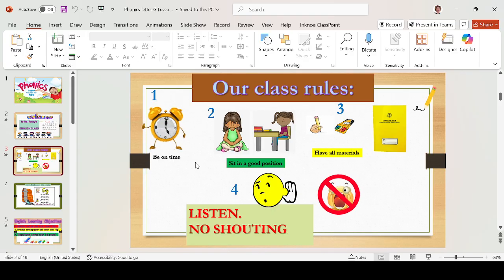Okay, so I want you to sit like this if you are sitting on the floor or on the carpet or on the mat, okay? If you are sitting on the chair, you need to sit like this. All right, I also want you to have your pencil, your crayon, and your notebook because we are going to write, okay? And I also want you to listen very carefully, okay? Listen attentively. No shouting and no playing. Let's be serious with our studies.